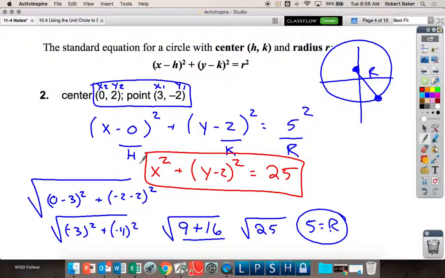So this equation is centered at (0, 2) and has a radius of 5. It's almost easier when there is a number value for the center because you don't have to do any simplification. You just write it down and keep going. Alright? So there's a little bit of extra work to go through the distance formula and find the distance from the center to the outside. It's easier when it's on a graph because you can just count it from the center to the outside of the circle.